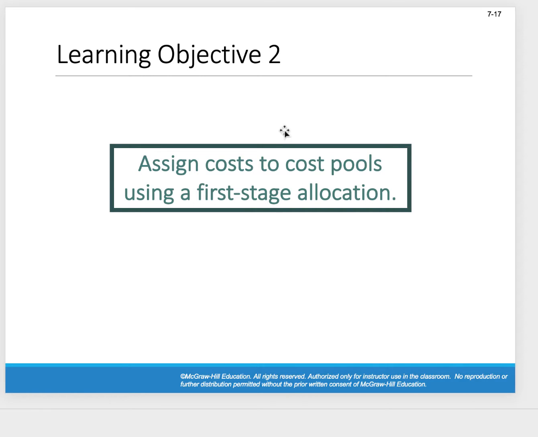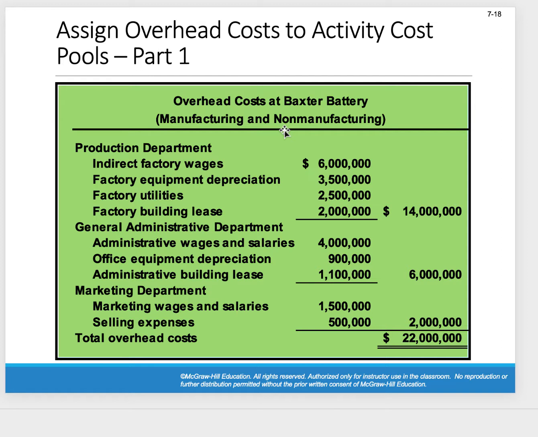So once we define our activities, the activity cost pools and the activity measures, we need to assign overhead costs to those activity cost pools. Notice what we have here. We have all of our overhead costs for Baxter batteries, manufacturing as well as non-manufacturing. I might make you dizzy, but bear with me. Notice that total overhead cost is $22 million.